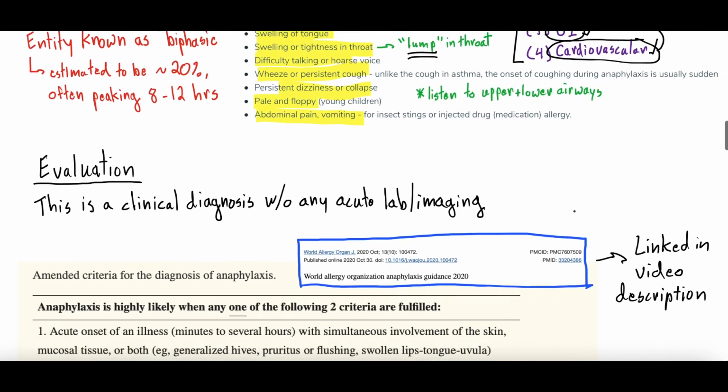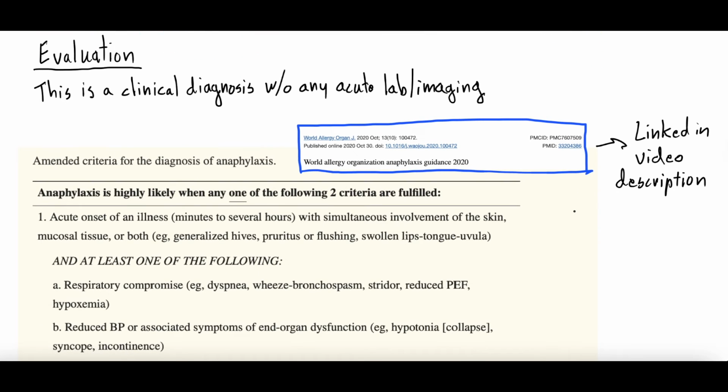If we're going by formal evaluations, though, how do you formally diagnose anaphylaxis? Well, the diagnosis is a clinical diagnosis. There is no piece of blood work, no imaging test that will diagnose this. This is based on your clinical history and physical. And there's not many things totally like that anymore, given how advanced a lot of our testing is.